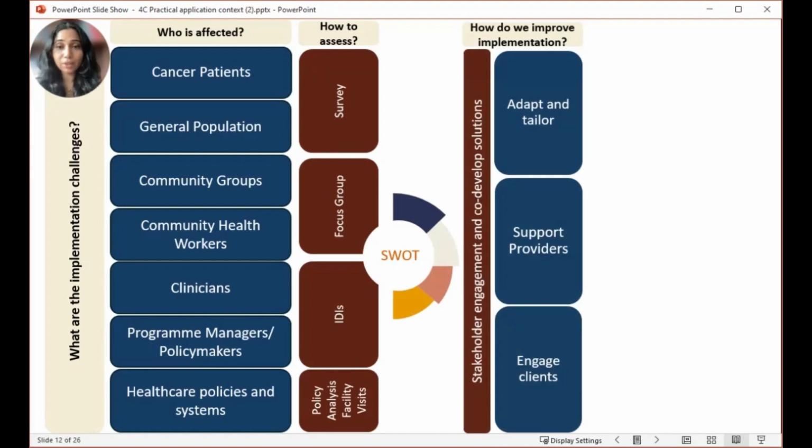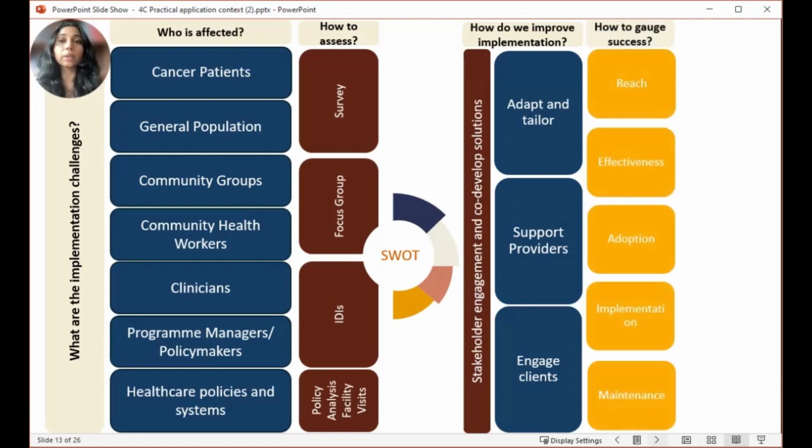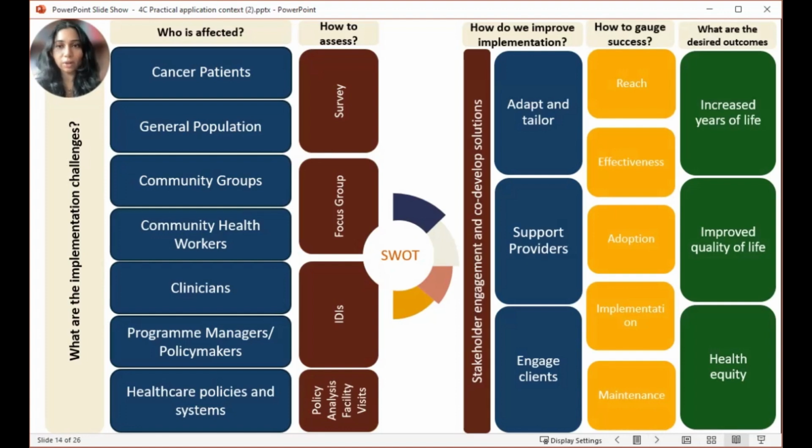We then brought this context and evidence to our stakeholders through a stakeholder engagement strategy and co-developed some solutions for implementation, which we will then be assessing through the RE-AIM framework to achieve our desired outcomes.